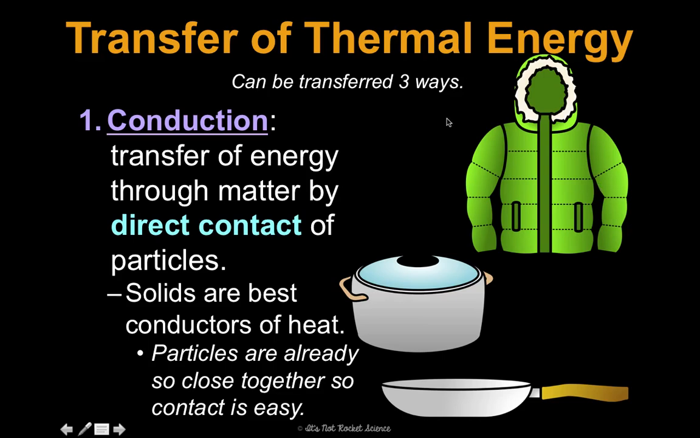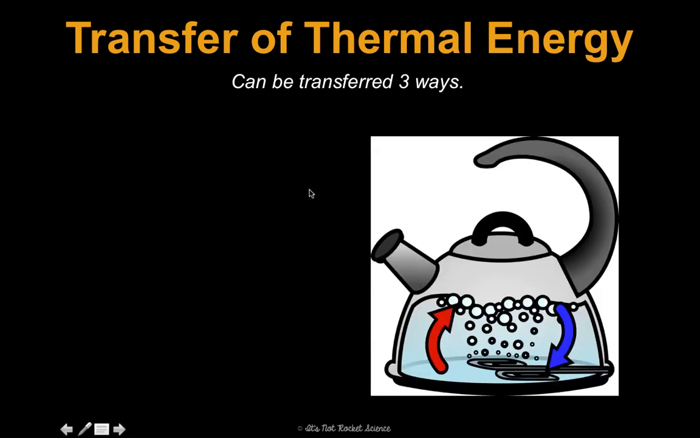The heat transfers from your body into the coat, and so then it stays all there and stays around you. When this pot or this pan are on a stovetop, the connection, the touching of the bottom of it to the stovetop is transferring heat energy by conduction.